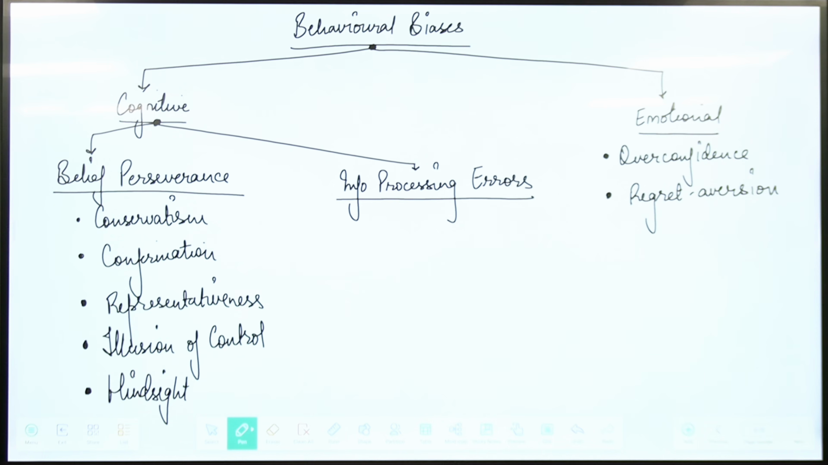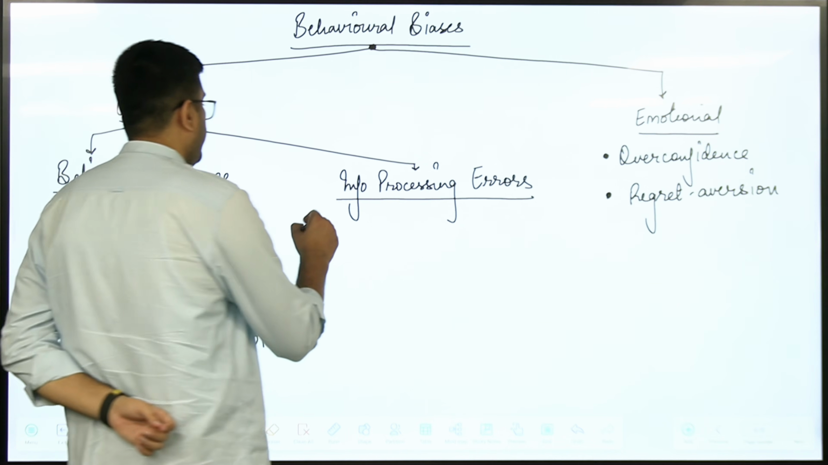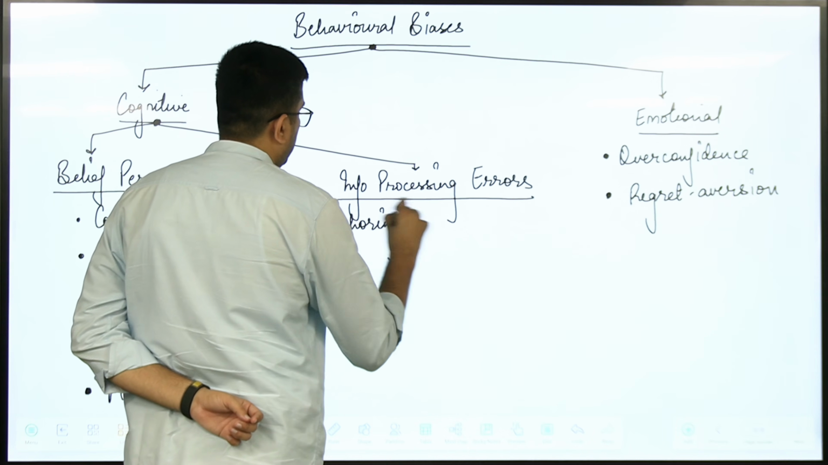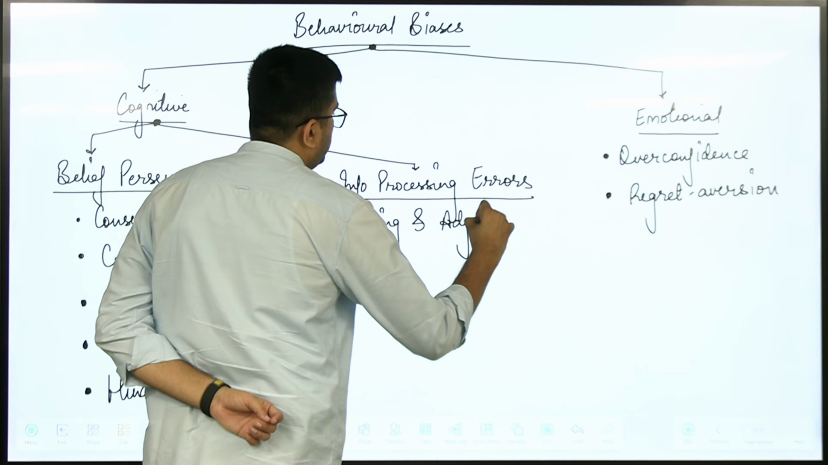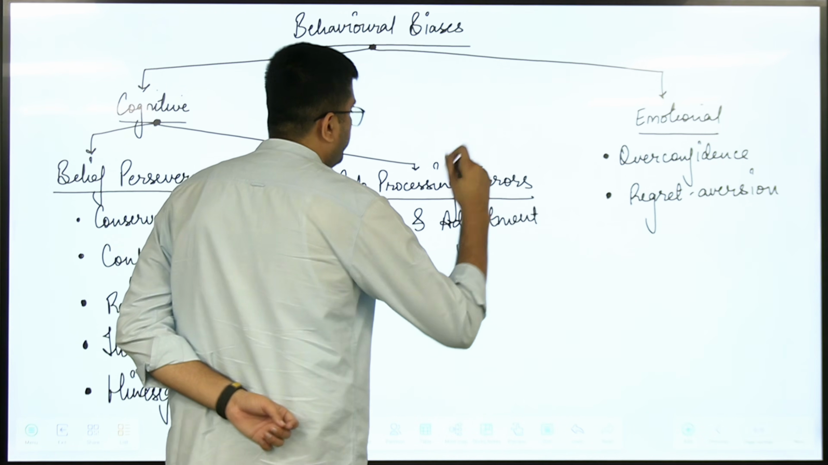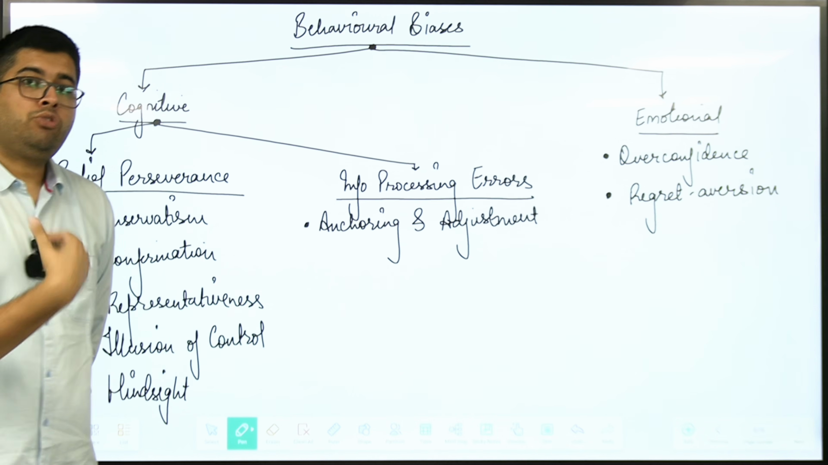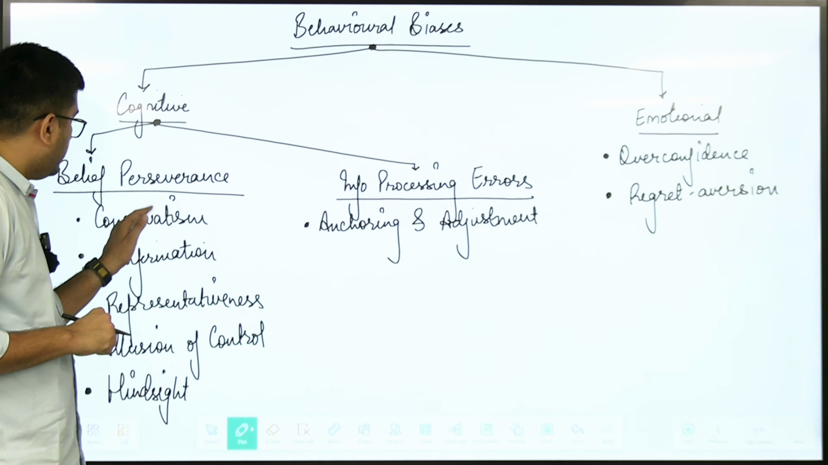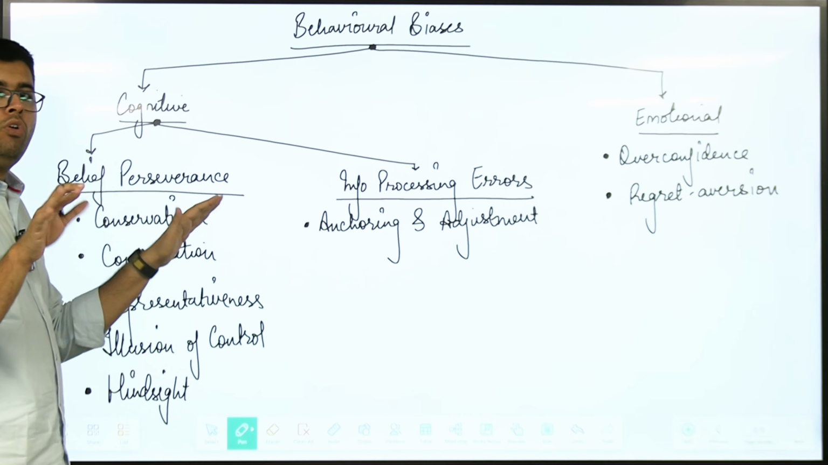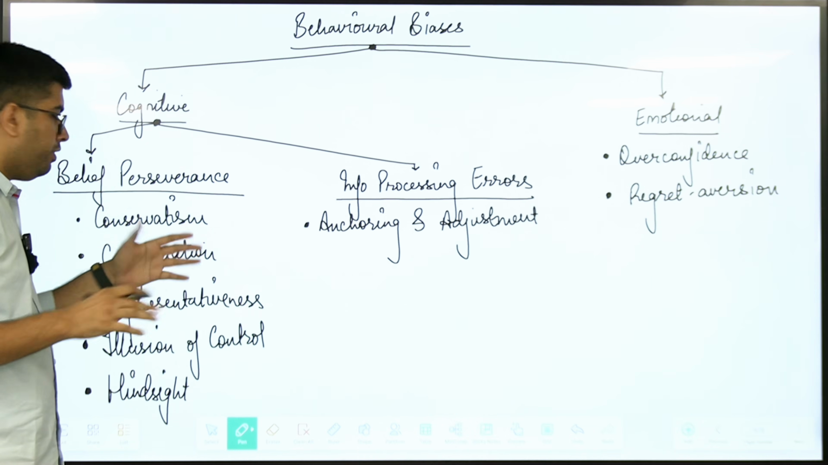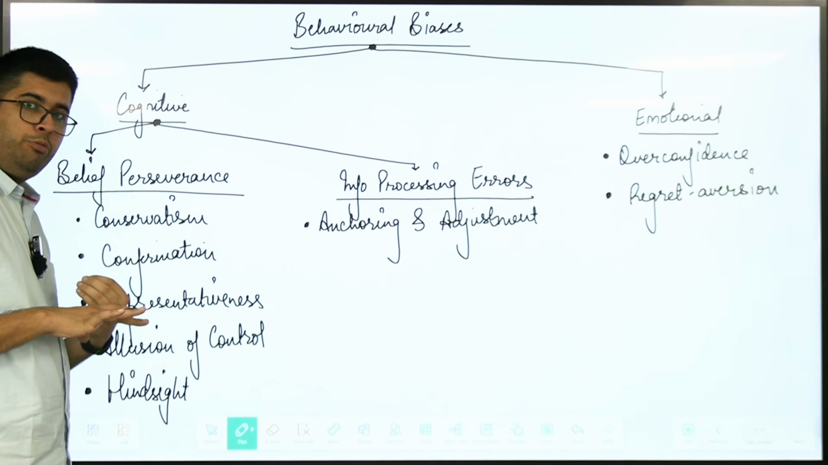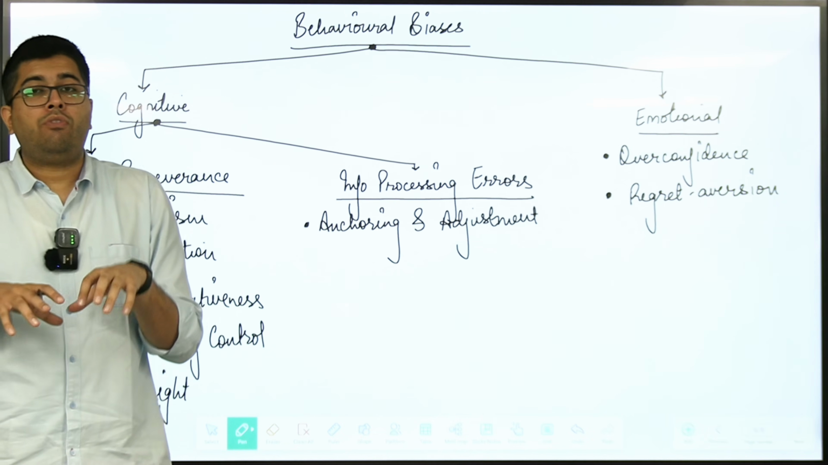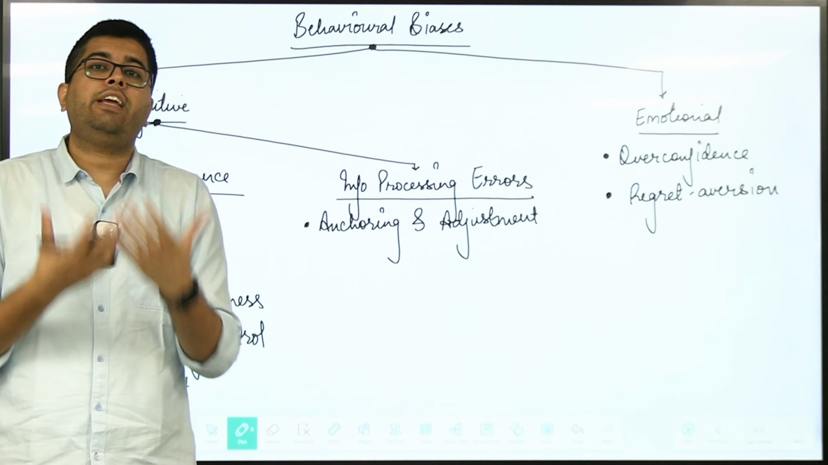Then we move to information processing biases, where first is anchoring and adjustment. Anchoring and adjustment, as the name suggests, you create some sort of an anchor point. So you form an opinion. Now you are willing to change that opinion, but only by a small amount. So now compare these three. Conservatism, you form an opinion, completely ignore all the new information. Confirmation, form an opinion, only accept new information which validates your opinion. Anchoring and adjustment, you form an opinion, you're willing to change it, but not change it enough.